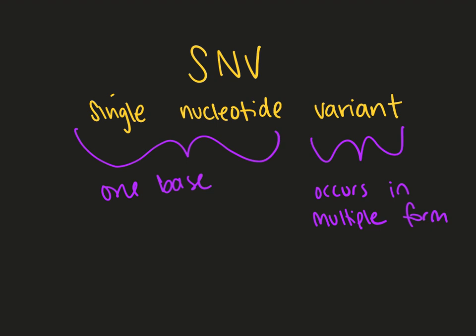A single nucleotide variant, an SNV, can occur even in your own body. You can have a mutation randomly occur in, say, a skin cell, and we would consider that a single nucleotide variant in you.